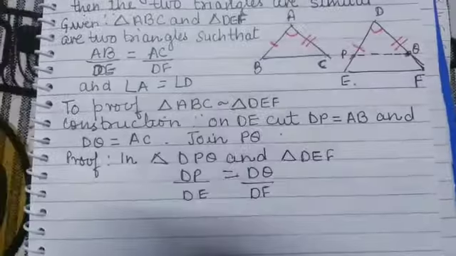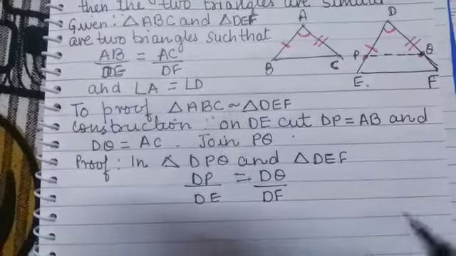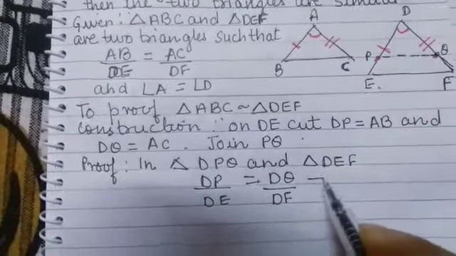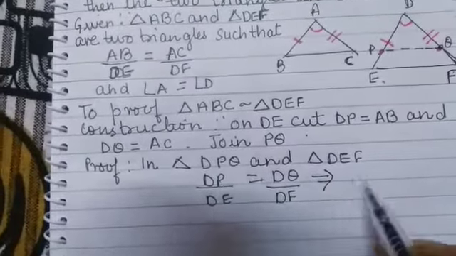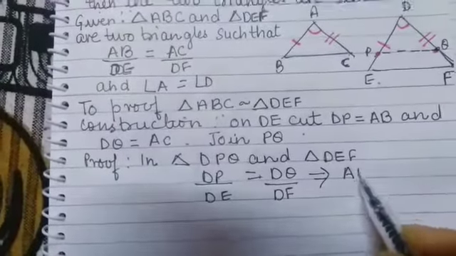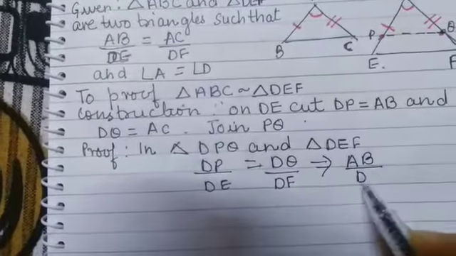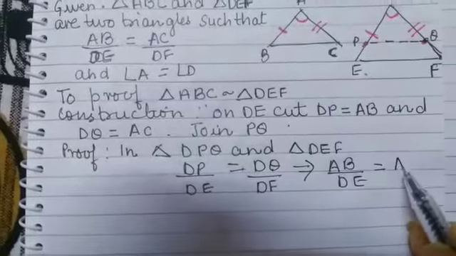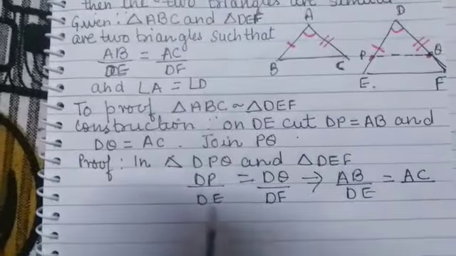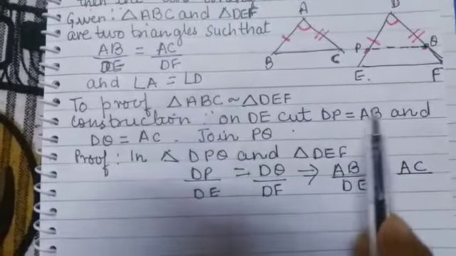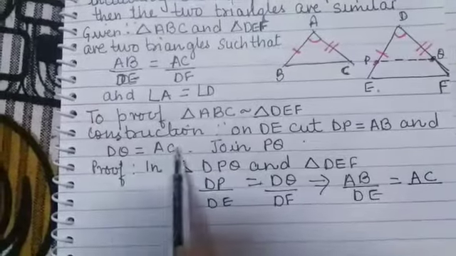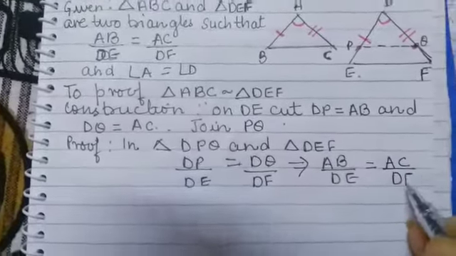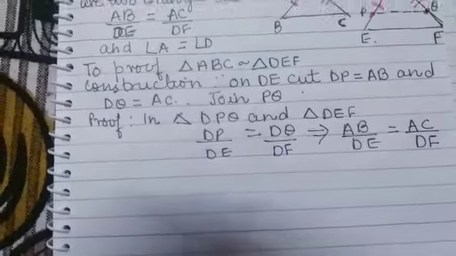Right? So, in place of DP, I can write AB. So, AB upon DE, and in place of DQ, I can write AC. Because we have already said to take DP equals to AB and DQ equals to AC. I think till here it is clear to you.